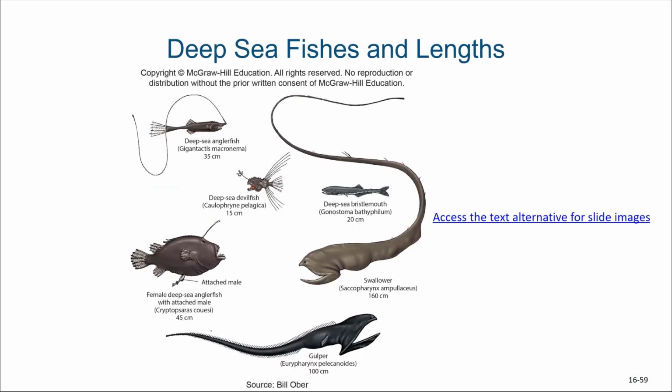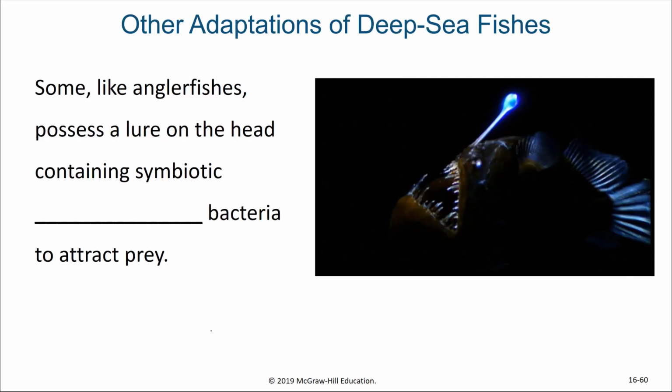Here we see a variety of the types of fish that live in the deep sea, from different types of anglerfish to gulper eels and swallower eels. These organisms in a lot of ways look very different from surface fish. Some, like anglerfishes, possess a lure on their head containing symbiotic bioluminescent bacteria to attract prey.